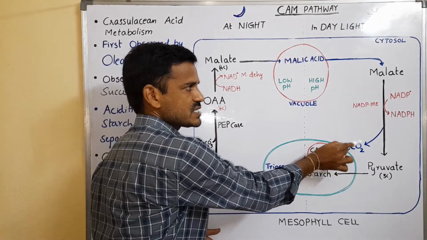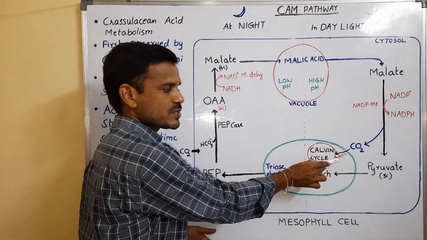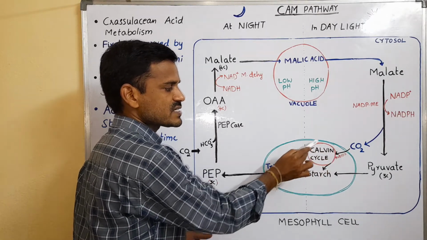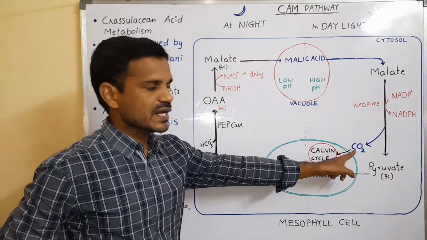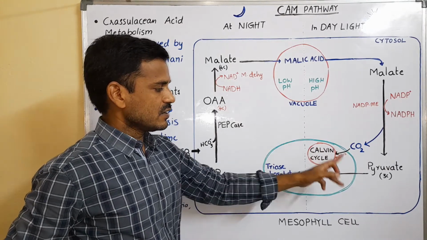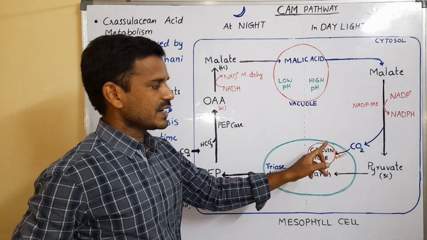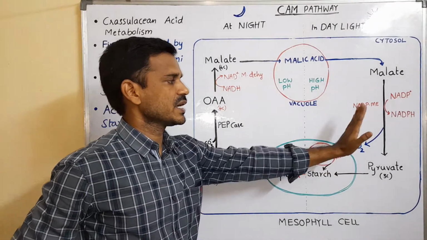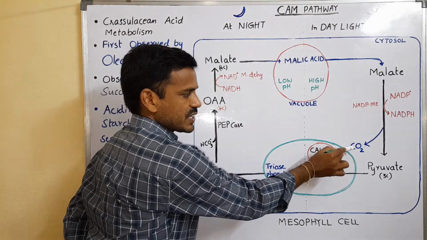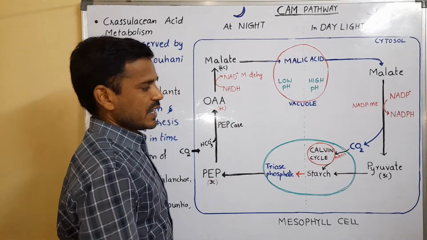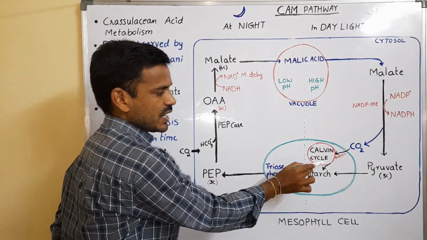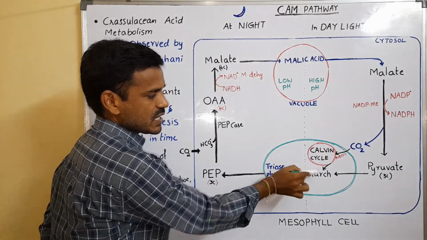This carbon dioxide, which is removed from malate, is fixed by the Rubisco enzyme, with RuBP, involving the Calvin cycle. This is the second carboxylation, taking place in the chloroplast during the daytime, during the daylight. So the Calvin cycle is taking place, and in the Calvin cycle, starch is synthesized.